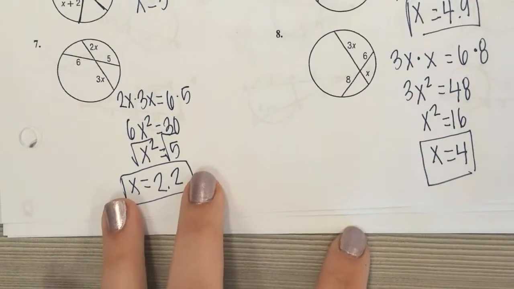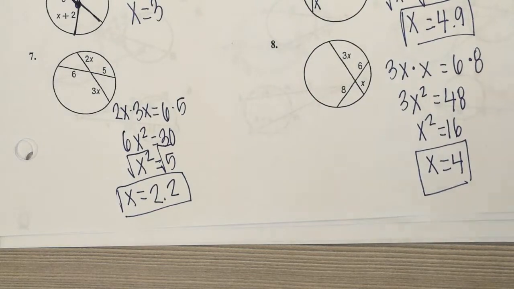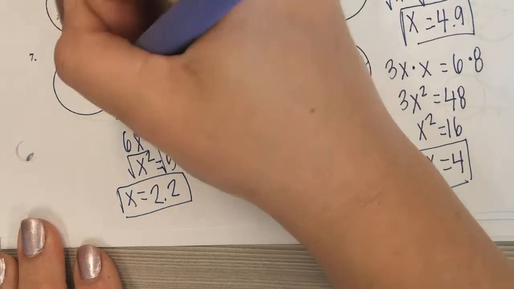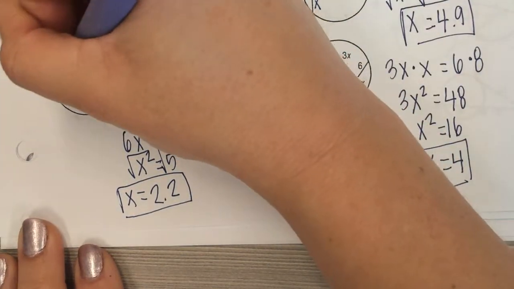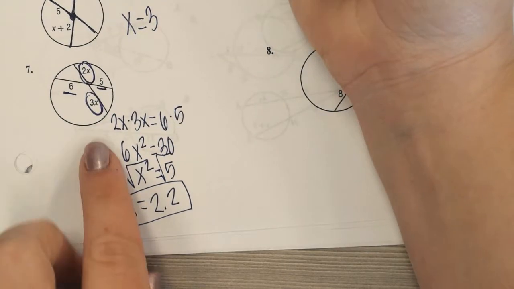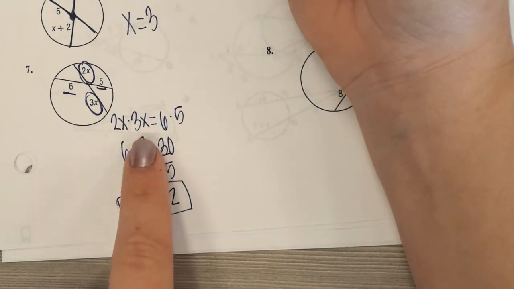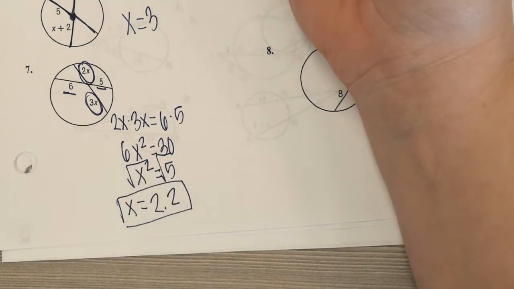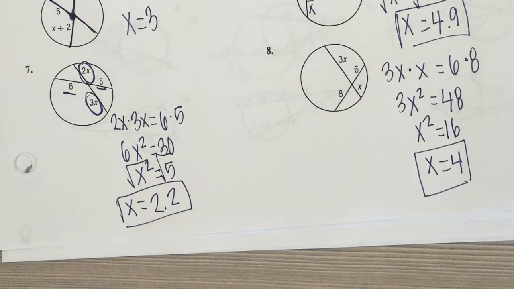Okay, so let's look at what happened on 7 and 8. You're going to multiply 2x times 3x, and then 6 times 5. So 2 times 3 is 6. x times x is x squared. 6 times 5 is 30. Divide both sides by 6, you get 5. Take the square root, and you get 2.2.